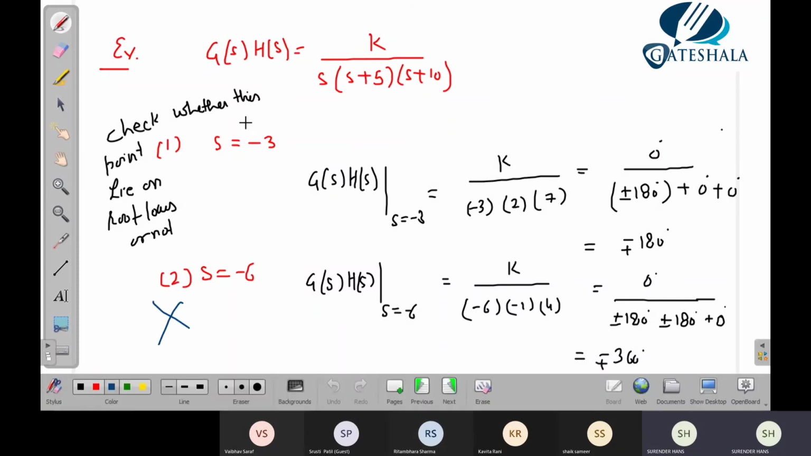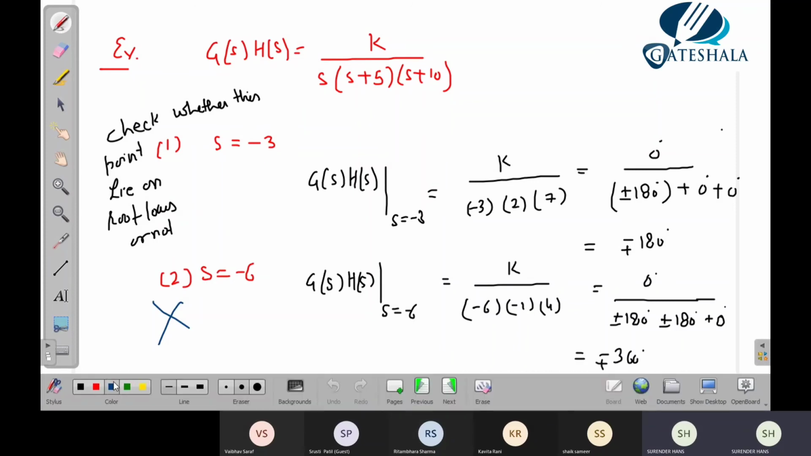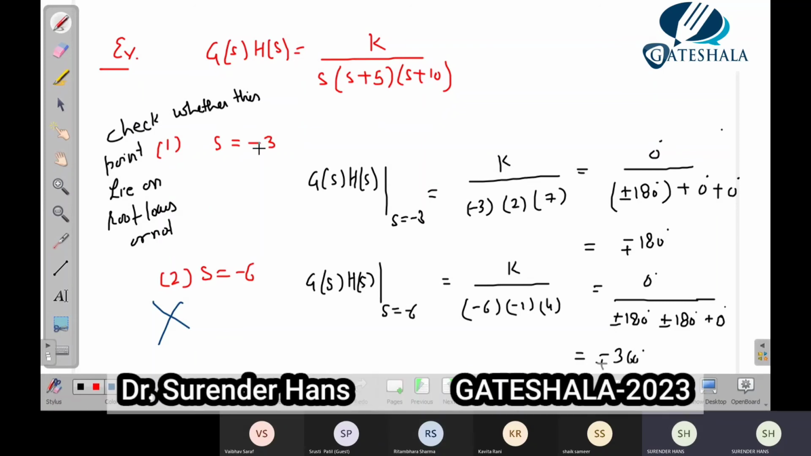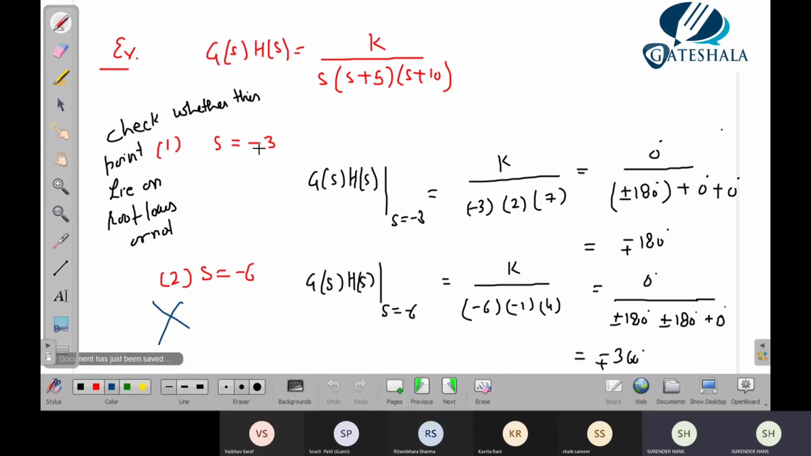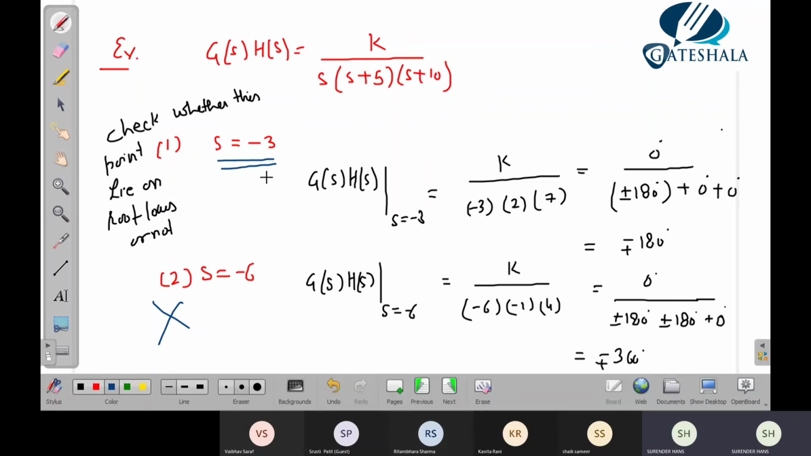Now suppose this example. You see in this one, S is equal to minus 3, correct? So S is equal to minus 3. What should be the value of K for this S equal to minus 3?